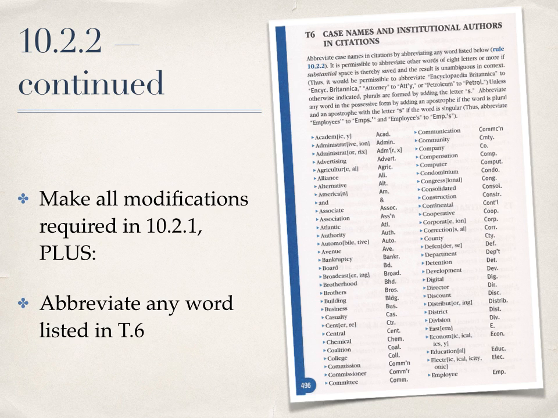To form the plural of any term listed in T6, you'll need to add an S to the abbreviation, unless T6 already provides for the plural. For example, look at the entry for correction. It contains an S and an AL in brackets after correction. This means that correction, corrections, and correctional all have the same abbreviation, CORR, period.